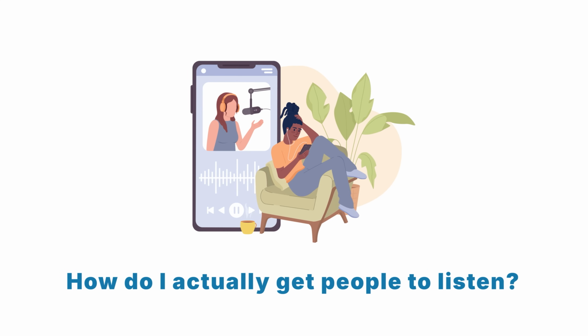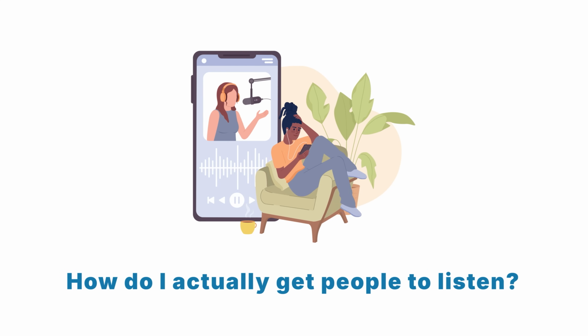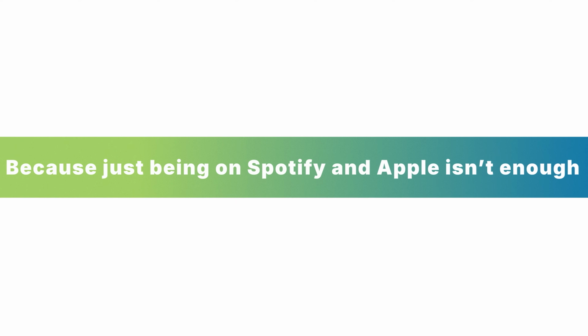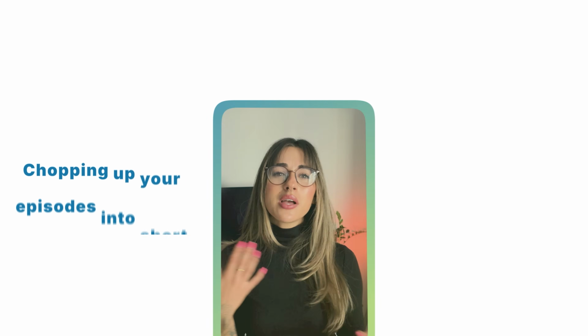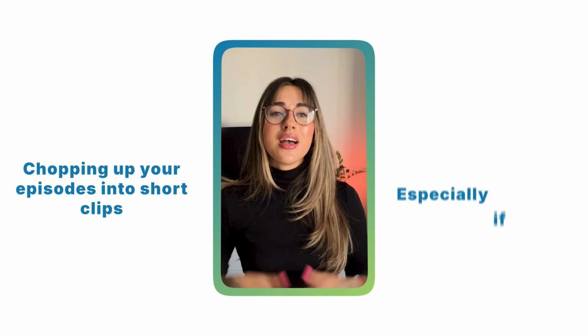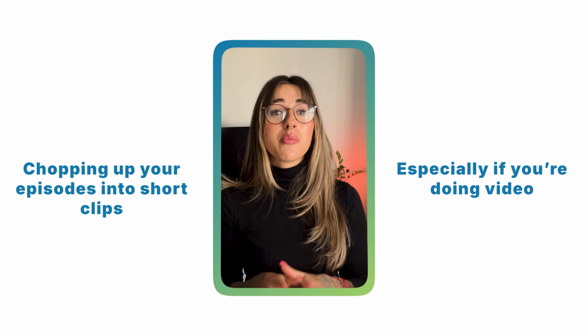Okay, so now you've uploaded your episode. You hit publish, it's live everywhere, and now you're sitting there thinking, all right, how do I actually get people to listen? Because just being on Spotify and Apple isn't enough. You need to put in the work to get ears on your show. The first thing I recommend is chopping up your episodes into short clips, especially if you're doing video. Grab the most interesting or controversial soundbite, turn it into a 30-second reel, and post it on Instagram, TikTok, YouTube Shorts, everywhere your audience hangs out.